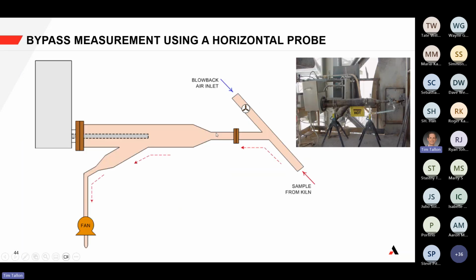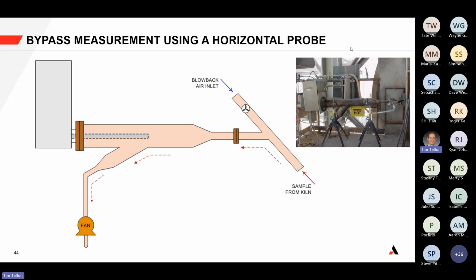Now, the next example would be a bypass measurement using a horizontal probe. So in this case, as you can see in this picture, there's a horizontal pipe. There's a fan at the very back pulling in the sample, and yet there is a turn. You have the sample flow going through.